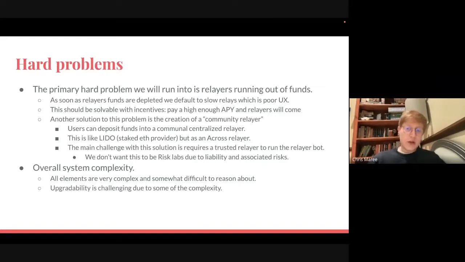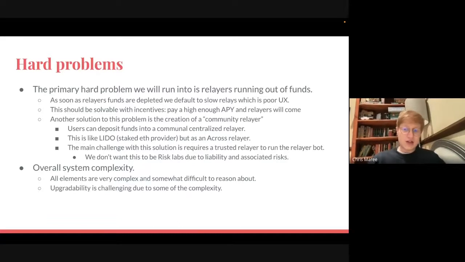The idea with a community relayer is you can deposit money into a pool and then a centralized operator operates the relayer on your behalf. This is basically like Lido, a centralized staked ETH provider, but for Across. In Lido, that's stETH, the single largest liquid staking derivative. We could create, or a community could create, something like this for Across, where people dedicate capital to a relayer.